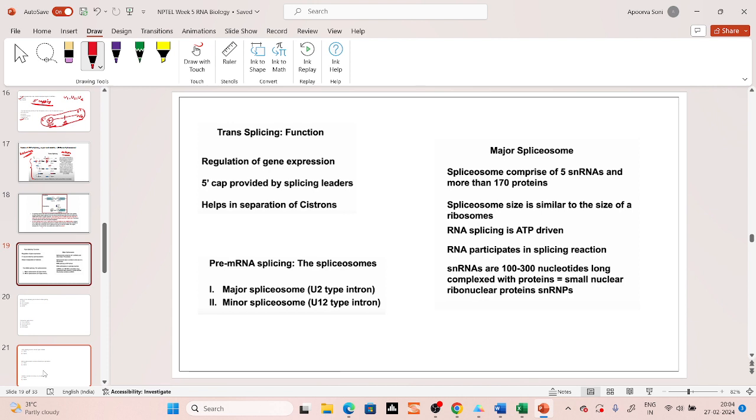Now we'll see what are the functions of this trans splicing. So trans splicing helps in the regulation of gene expression, and then 5' cap provided by splice leaders.